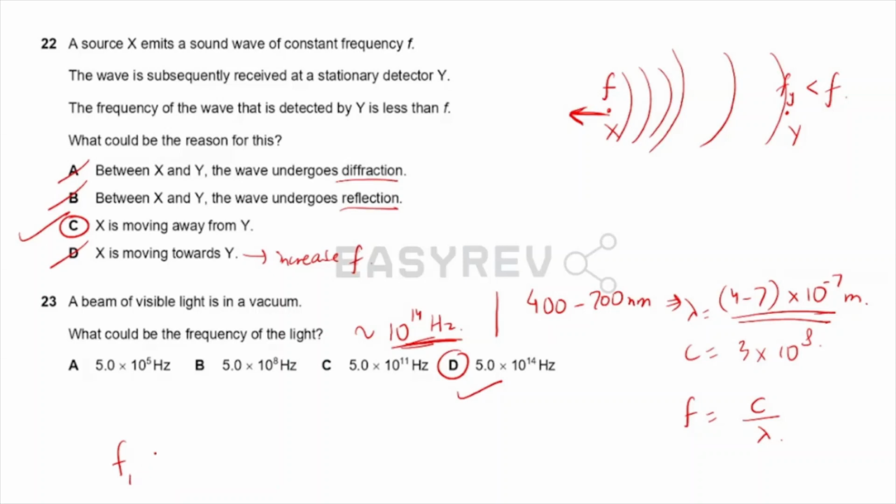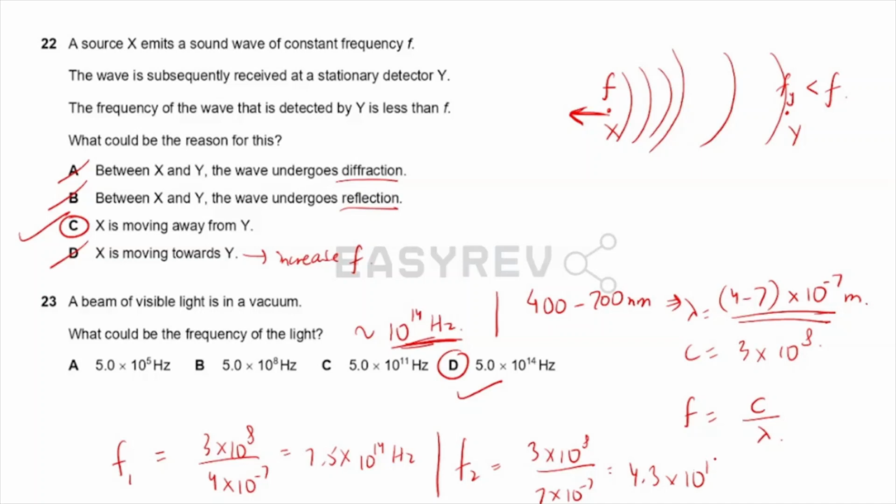So let's suppose one value of frequency you get is 3 into 10 raised to the power 8 divided by 4 into 10 raised to the power -7. So here you should get 7.5 into 10 raised to the power 14 hertz. And then the second value, plugging this into your calculator, you get 4.3 into 10 raised to the power 14. So that's your minimum value. The first one you measured is the maximum value. So you basically pick any option that lies between this minimum and maximum. And the only option is D. Now on to the next one.